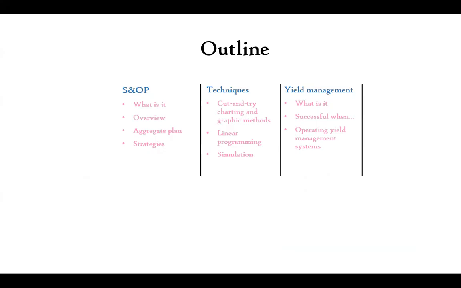And we will discuss four things: what it is, and an overview of S&OP and what main factors it includes. Then we discuss more details about S&OP, which is the aggregate plan. And then we move to the strategies, like in general, when we develop an AP.